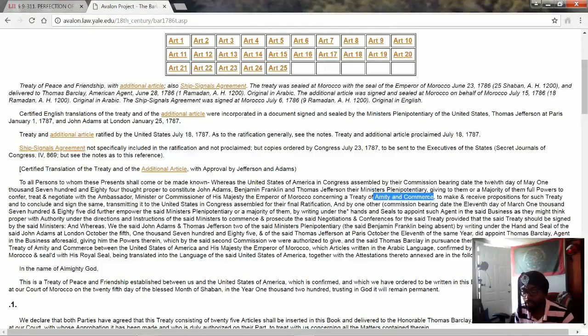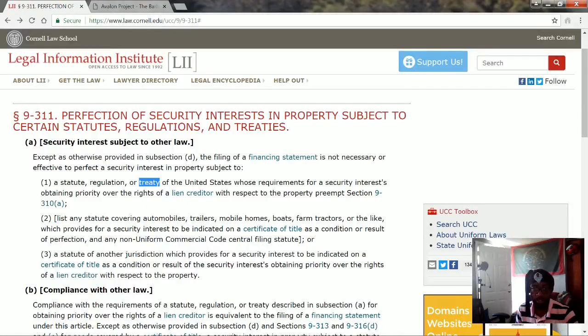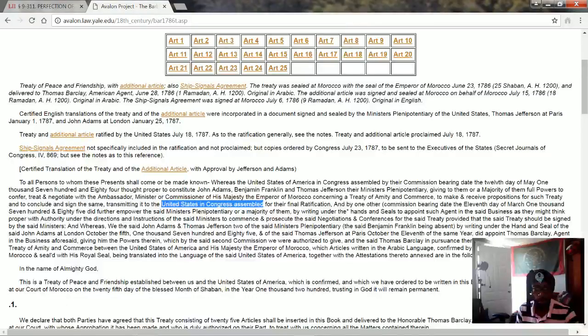But let's keep on reading, right? A treaty of amity and commerce. To make and receive propositions for such treaty and to conclude and sign the same, transmitting it to the United States in Congress assembled for their final ratification. So this is a treaty with the United States in Congress assembled, y'all. So are we dealing with a treaty of the United States? Hello, United States.